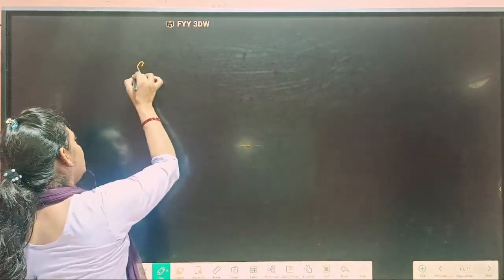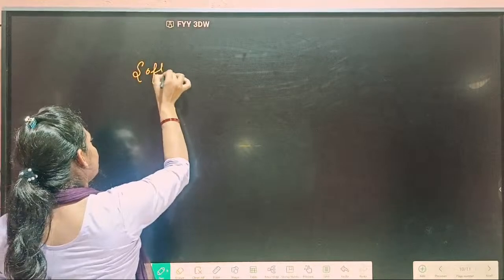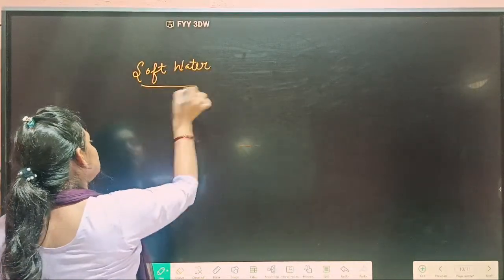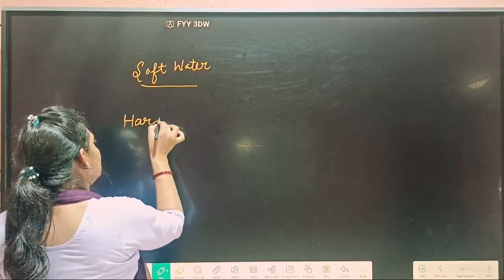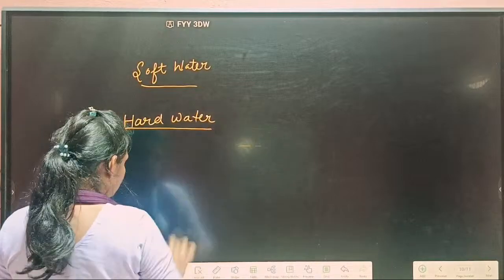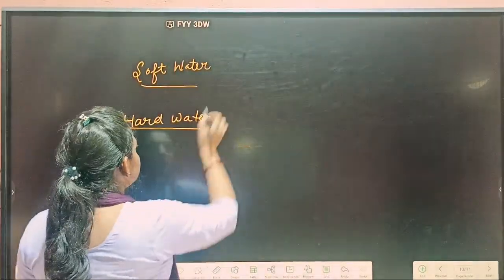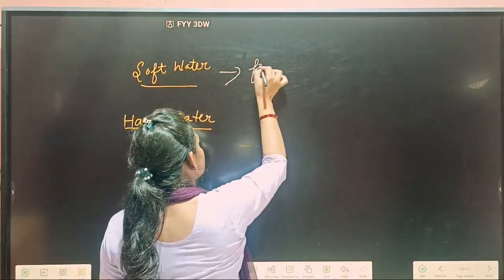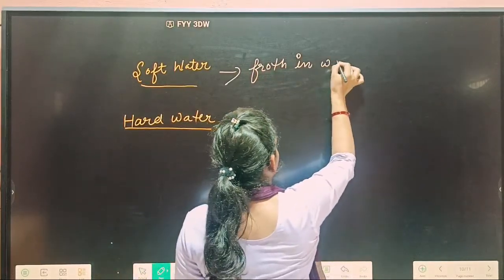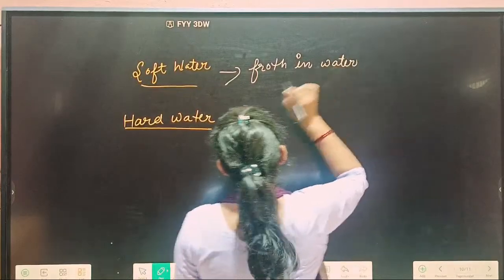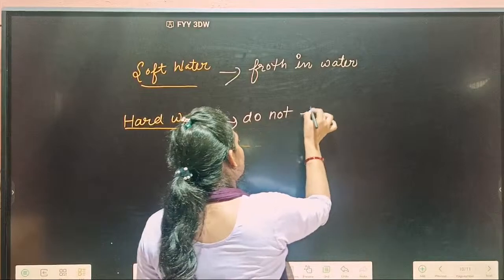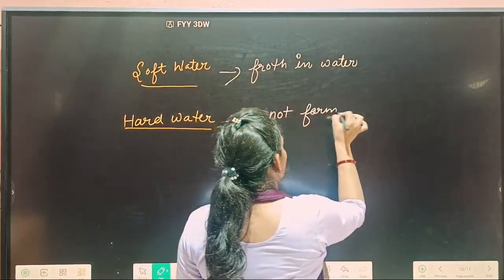Two types of water. One is the soft water. Second one is the hard water. Students, soft water is that which makes froth in water, and hard water is that which does not form froth in water.